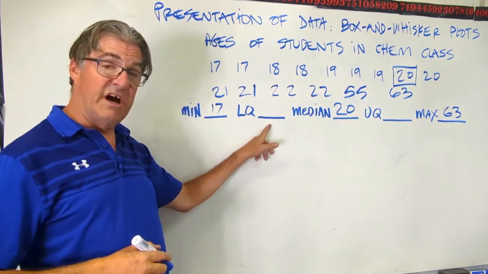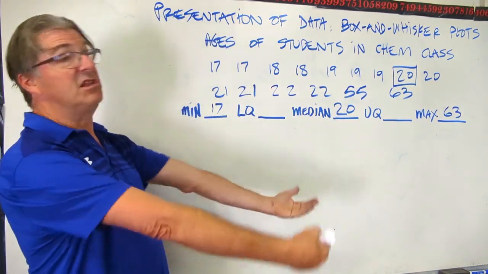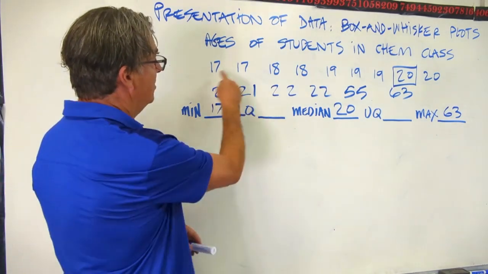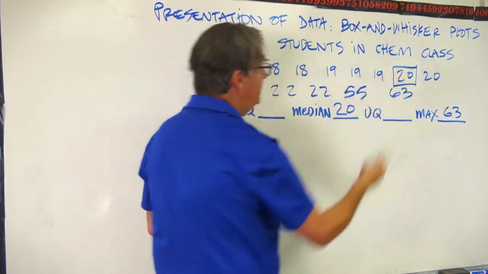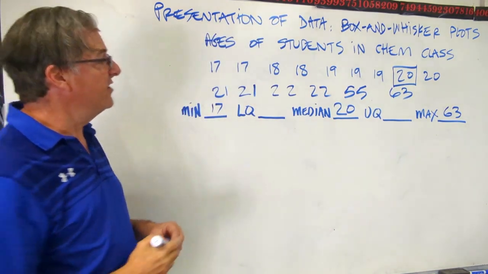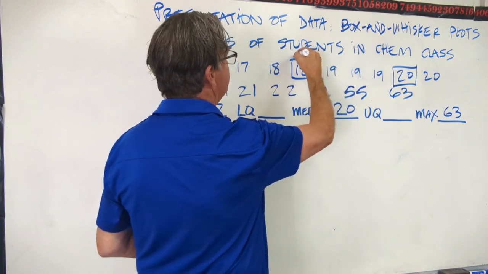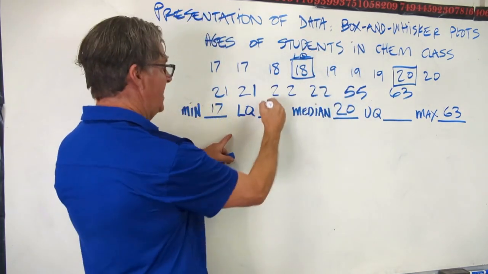Now the lower quartile is the middle value of the lower half. So again, we've got odd numbers. It's kind of nice. 1, 2, 3, 4, 5, 6, 7. So that means it's going to be the 4th value. It's going to be our lower quartile. So that's this 18. I'm going to call this LQ up there, and that's 18.